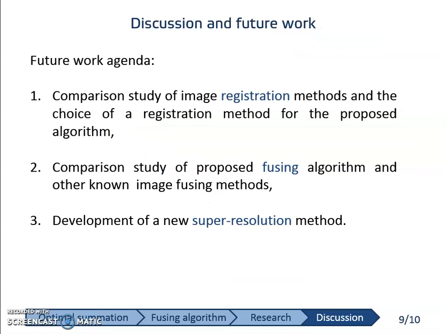Now let us turn to the discussion and future work. The aim of this article was to present the concept of the method. Obviously, additional research is required to enhance the proposed algorithm. As you may have noticed, the proposed method is heavily dependent on the choice of the registration algorithm. So additional research is required to find out which image registration method fits the proposed algorithm best.